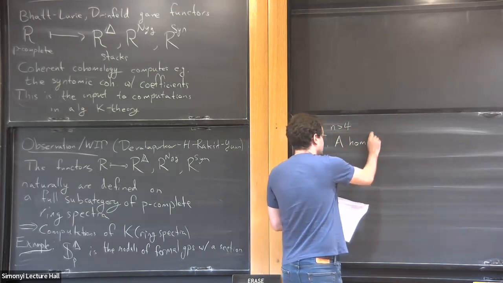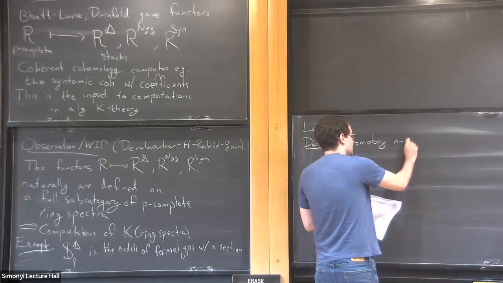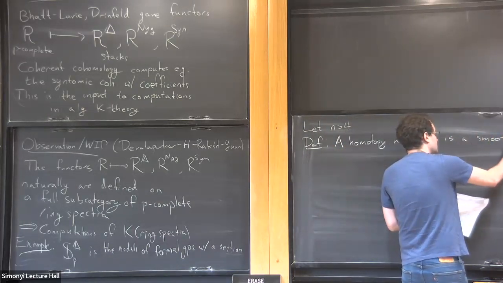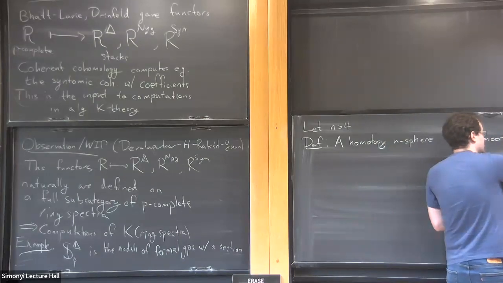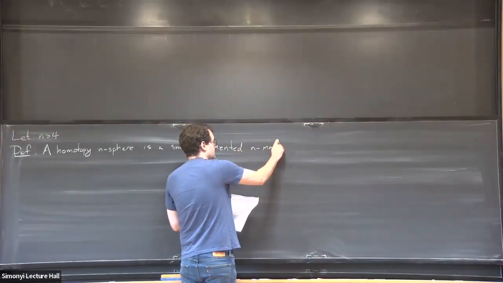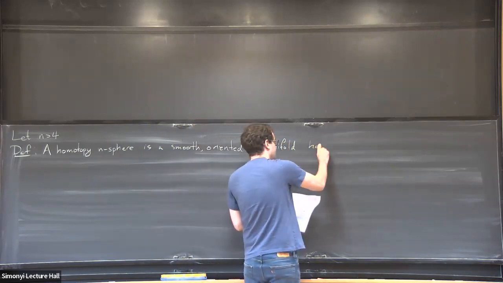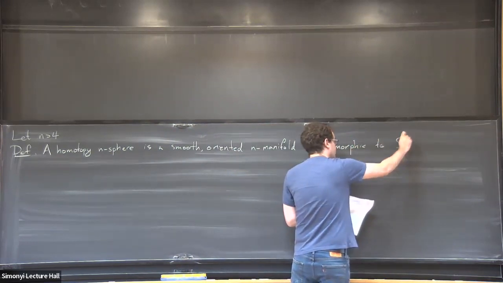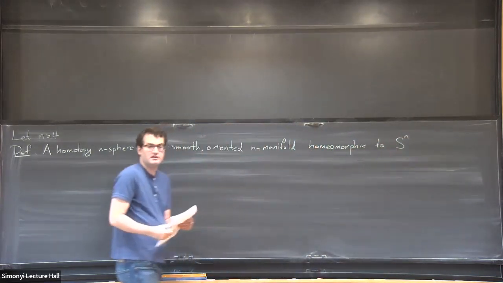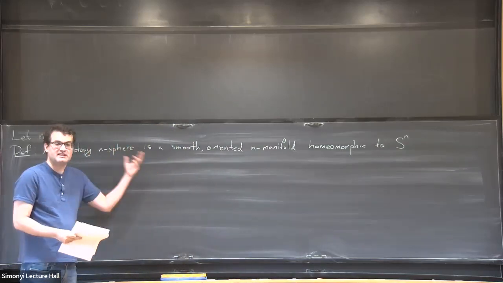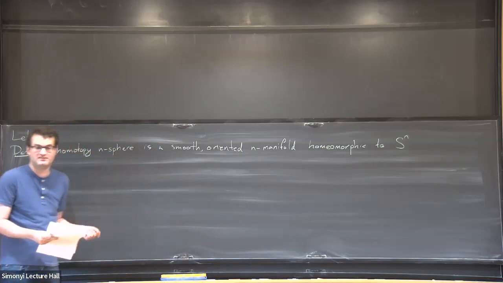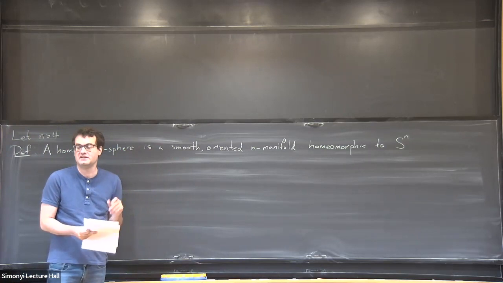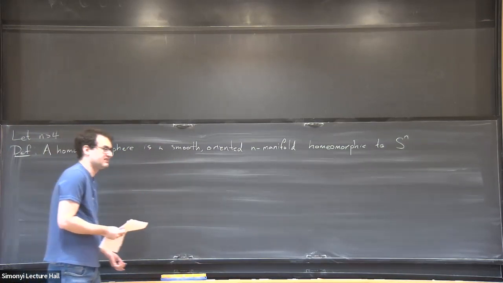A homotopy n-sphere is a smooth, oriented n-manifold homeomorphic to the standard n-sphere. So this is something that's sometimes called an exotic sphere, but I could also have the standard sphere as my homotopy n-sphere. You might wonder whether all homotopy n-spheres are just the standard sphere, but Milnor famously proved that there are counterexamples to that in dimension 7.